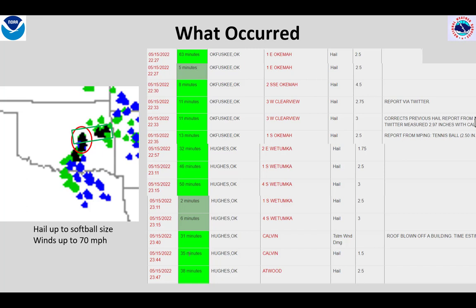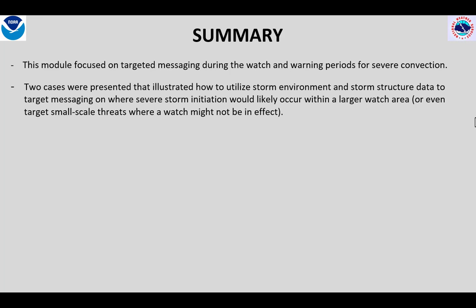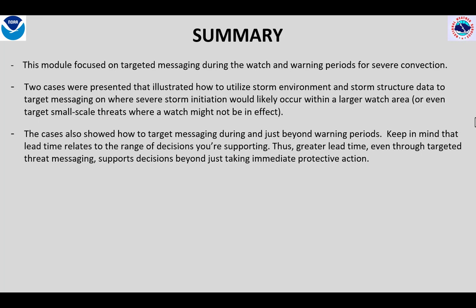Through these case examples, could you see how we can add considerable value to the watch and warning products through targeted threat messaging? So in summary, this module focused on targeted messaging during the watch and warning periods for severe convective cases. 2 cases were presented that illustrated how to utilize storm environment and storm structure data to target messaging on where severe storm initiation would likely occur within a larger watch area, or even target small-scale threats where a watch might not be in effect yet. The cases also showed how to target messaging during and just beyond warning periods.